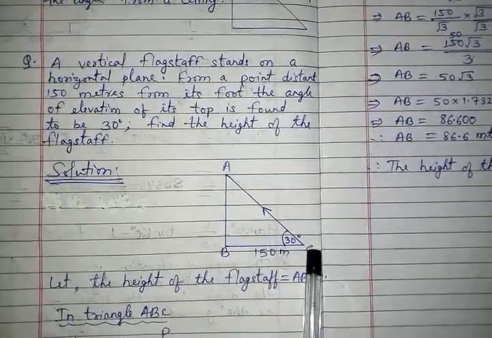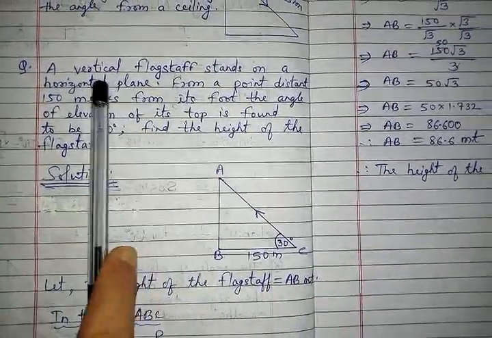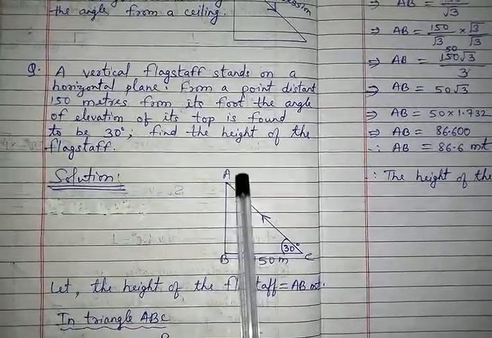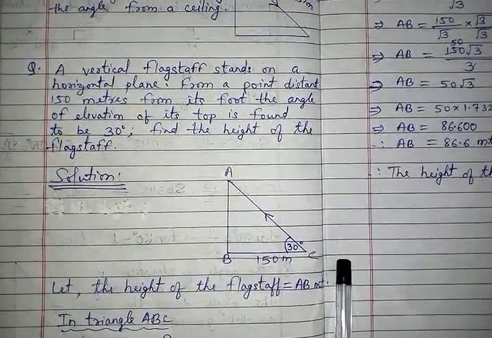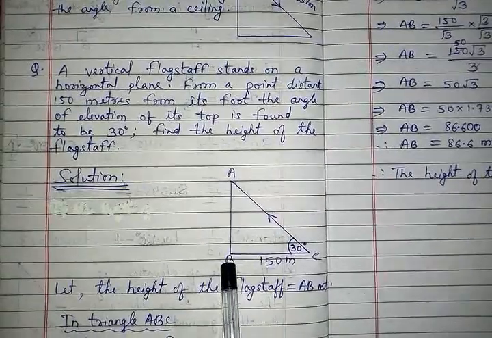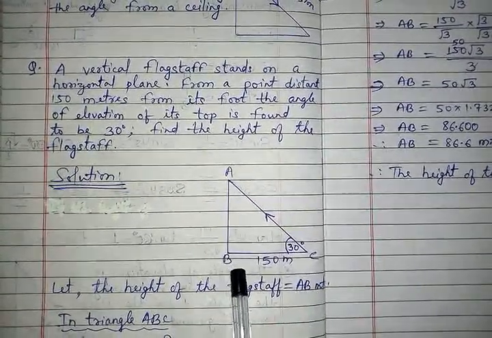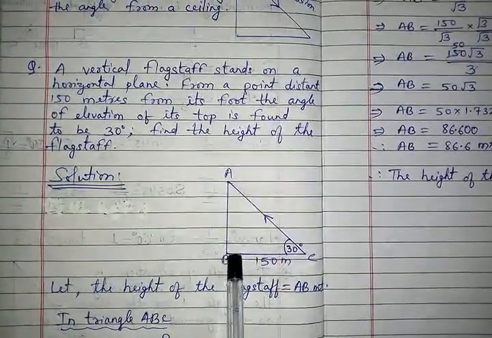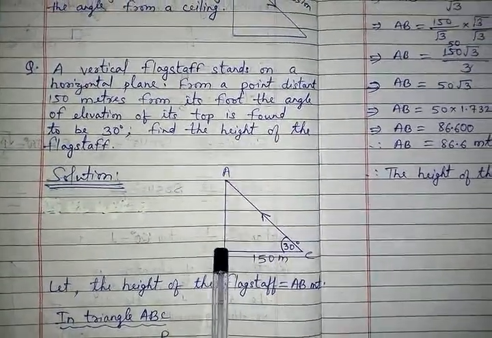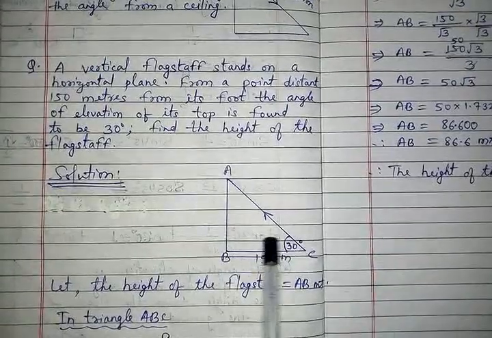That means BC is the horizontal plane, and on this a flag staff is standing vertically. So AB is the flag staff, BC is the horizontal plane. From a point at a distance of 150 meter from its foot, so from the foot of the flag staff you measure a distance of 150.